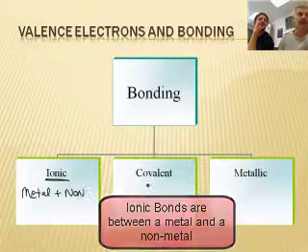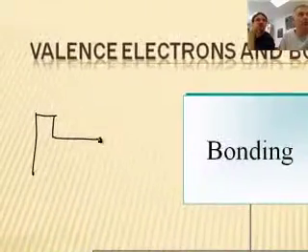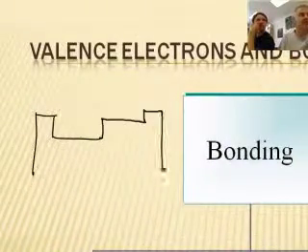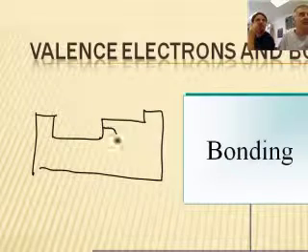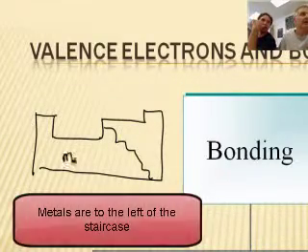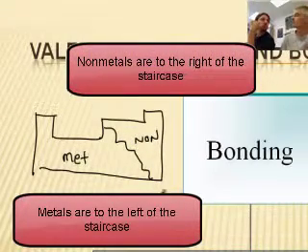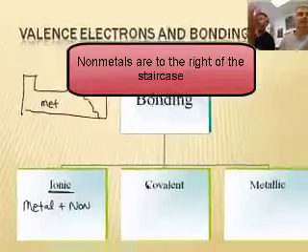Now, if you remember back in the periodic table, you've got the stair steps. Where are the metals? Metals are to the left of the staircase. The metals are here, and the non-metals are here. So it's basically the types of atoms that connect to each other. If you have a metal and a non-metal, you have an ionic bond.